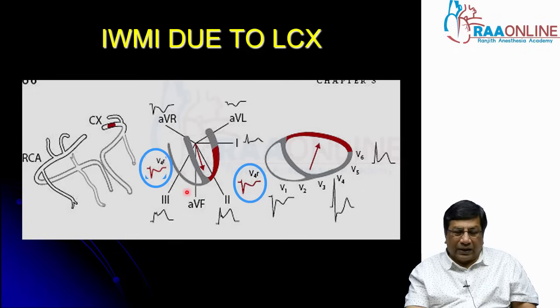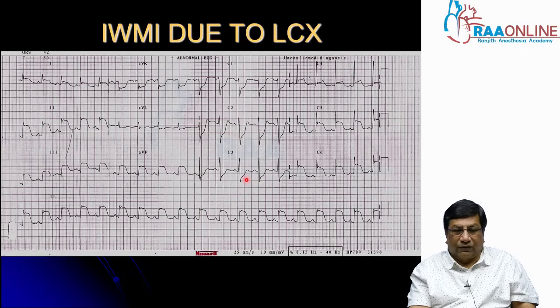In contrast to that, in circumflex infarct, V4R will show ST segment depression and T wave inversion. Whereas in the right coronary artery, if I have V4R elevation, it is right ventricular infarction. If I have a normal ST segment and normal T wave, no right ventricular infarction. Whereas if V4R is showing ST segment depression and T wave inversion, it is likely to be left circumflex infarct.